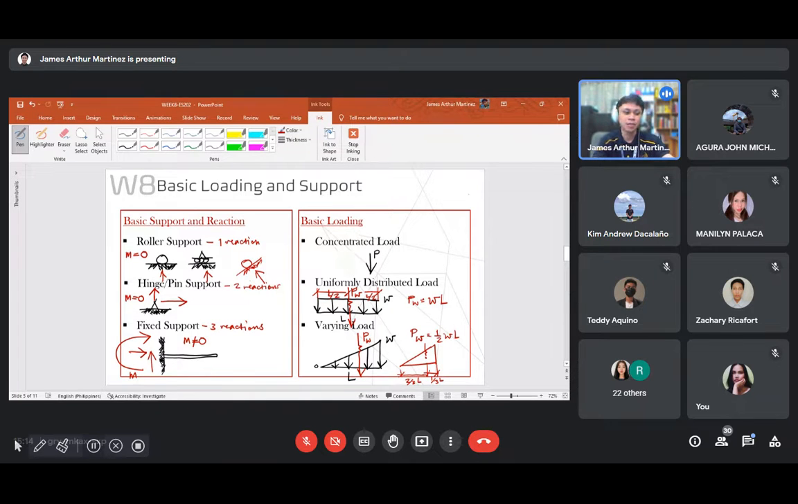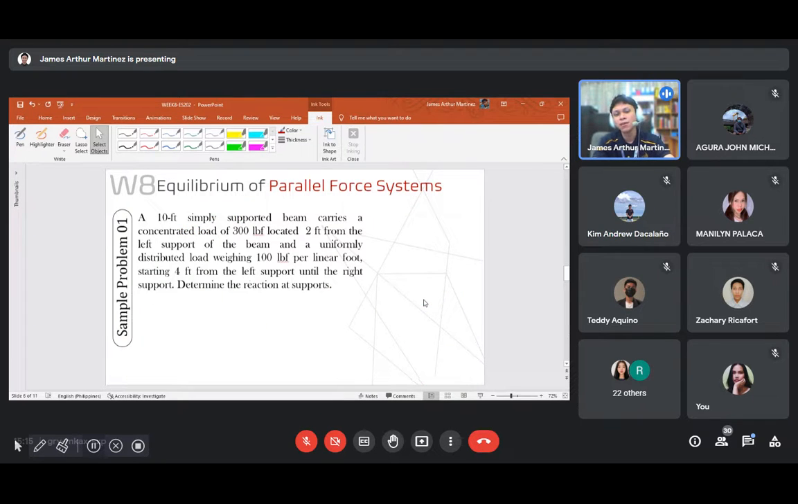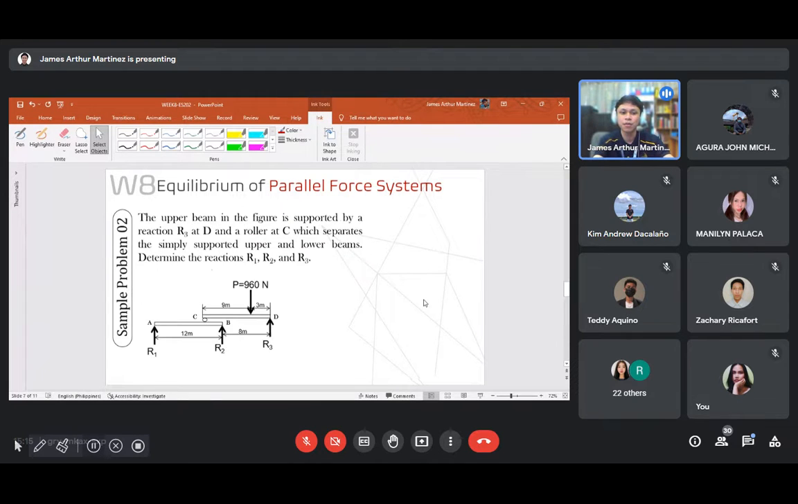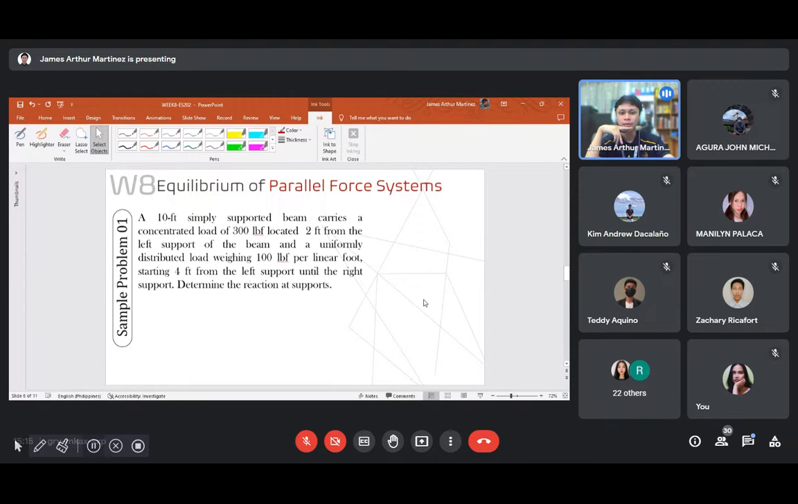Okay, let us apply this principle and concept to our sample problems so it will be easier to understand. Sample problem 1 and sample problem number 2, class, I gave to you as an assignment. If you notice by now, it is posted on USTEP. Actually, I posted it earlier. Your assignment number 3 is sample problem number 1 and sample problem number 2. What you will be doing is a handwritten solution.